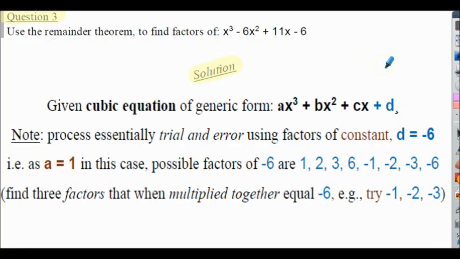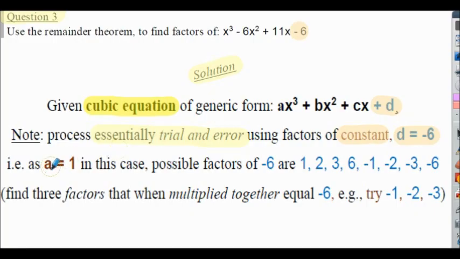In a way, we're applying remainder theorem here like factor theorem. Given our cubic expression shown here, we need to determine the values of x that will leave the remainder, in this case, equal to 0. So it's essentially a trial and error process. We need first to consider factors of the constant. That's d, which is negative 6 in this case.